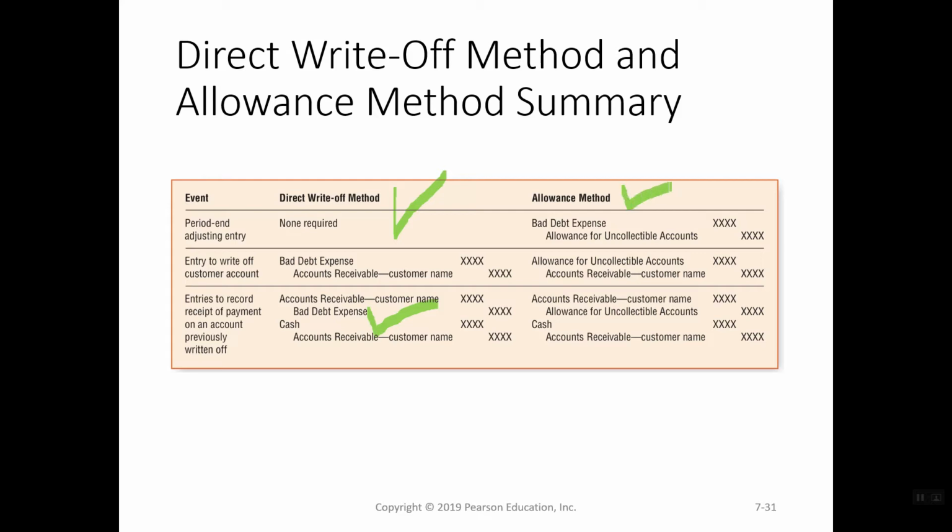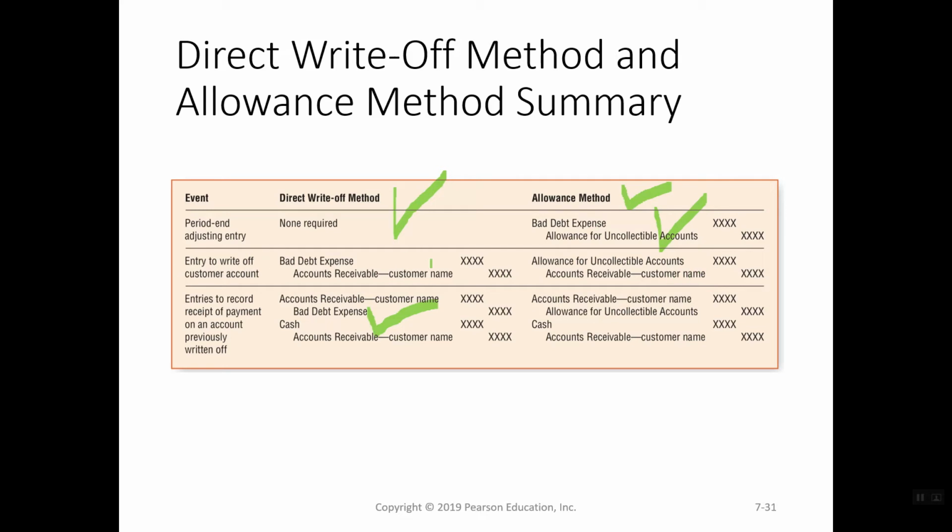The other method is the one we spent most of the time on, and that's the allowance method. The allowance method had two ways of estimating the bad debt expense, the sales method and the aging method. And the adjusting entry in both cases looks like this: bad debt expense, allowance for uncollectible accounts.